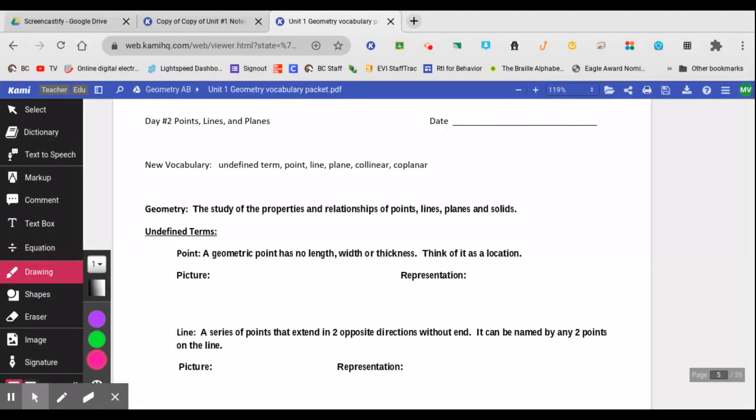We are going to start with undefined term, point, line, plane, collinear, and coplanar. Geometry, which is what we're doing this year, is the study of properties and relationships of points, lines, planes, and solids. Undefined terms. There are 3 undefined terms which are necessary for geometry, and we're going to go over those in a minute. Undefined terms is you cannot define them without using the word.